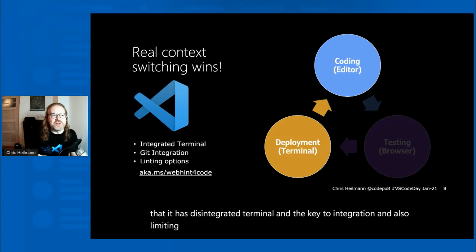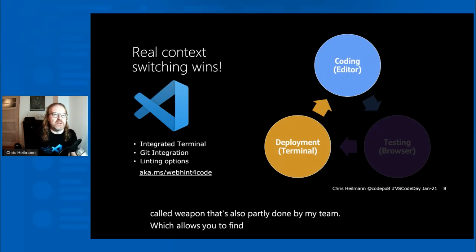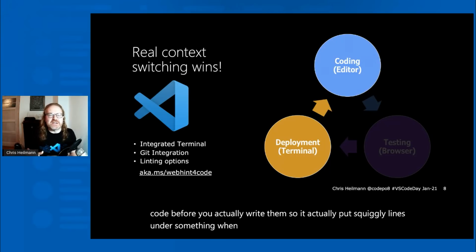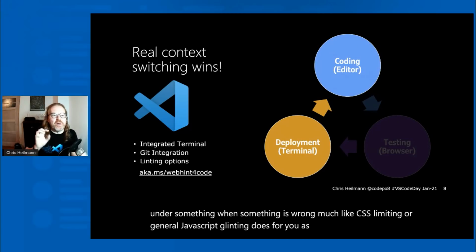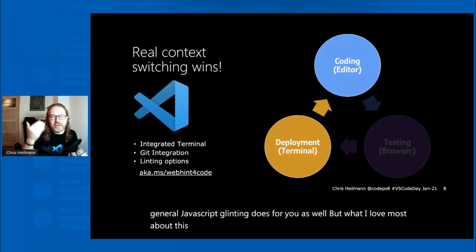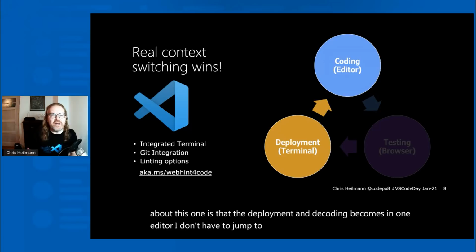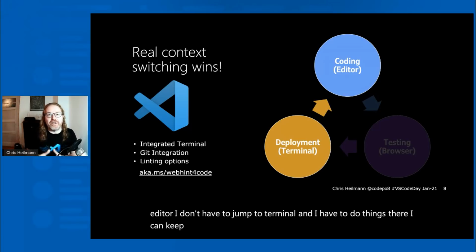If you haven't used it yet, there's an extension called WebHint that's also partly done by my team, which allows you to find a lot of mistakes that you're doing in your code before you actually write them. So it actually puts squiggly lines under something when something is wrong, much like CSS linting or JavaScript linting does for you as well. But what I love most about this one is that the deployment and the coding becomes in one editor. I don't have to jump to the terminal and do things there. I can keep it inside VS Code directly without being as heavy as other IDEs like Xcode or Visual Studio is.